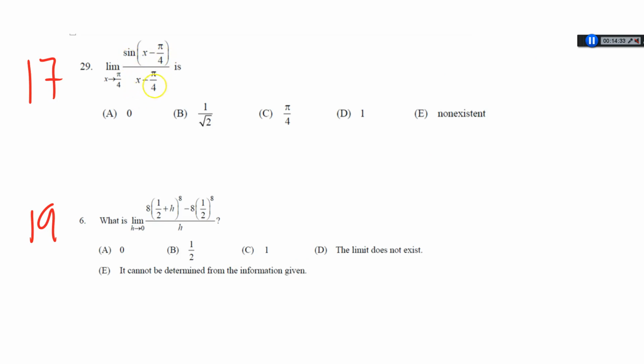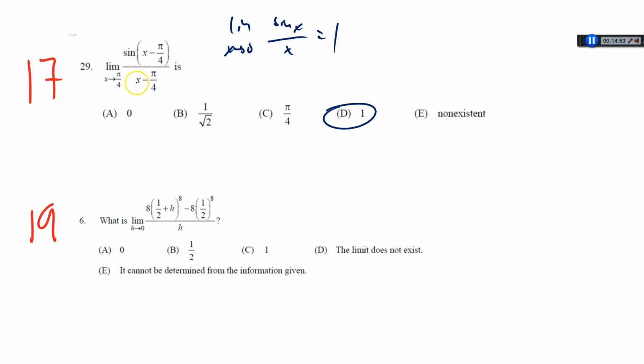I think these are our last two. Sine of x minus pi over 4, over x minus pi over 4, as x approaches pi over 4. That looks like sine 0 over 0. That should send off some warning flags, right? What's the limit as x approaches 0 of sine x over x? We've learned that one and talked about it a lot. It's 1. So I'm tempted to just say this is going to be 1. Let's see if it works out.